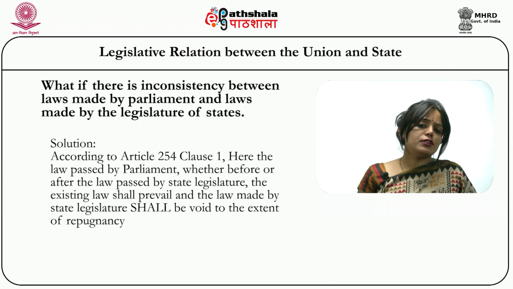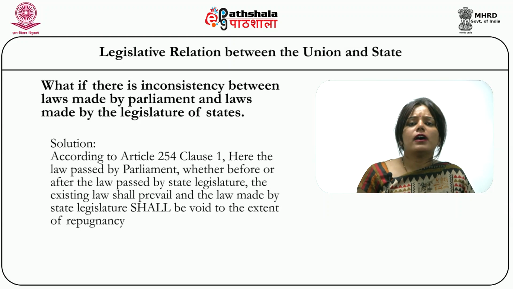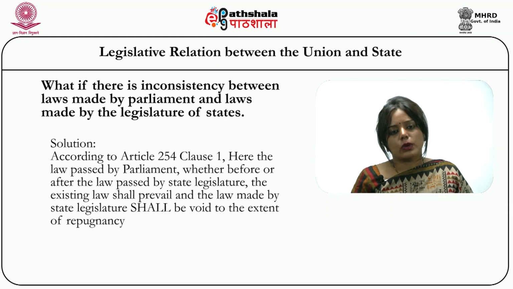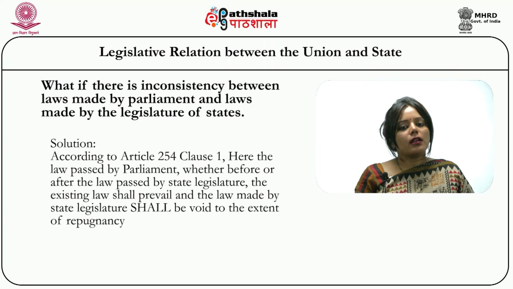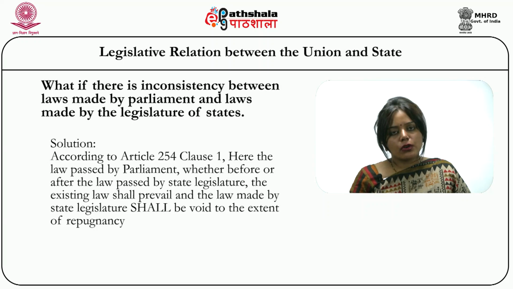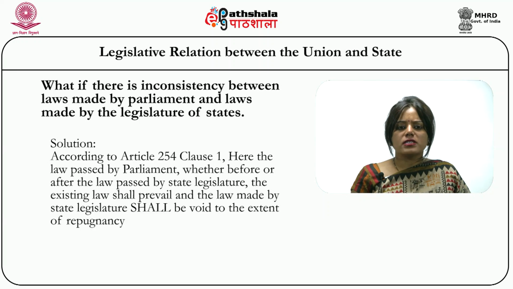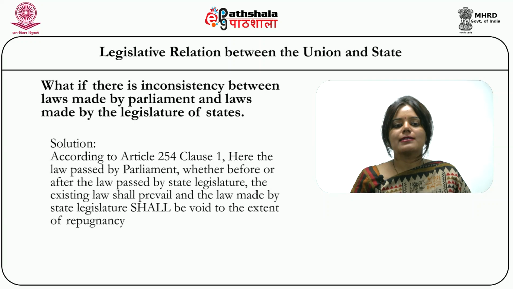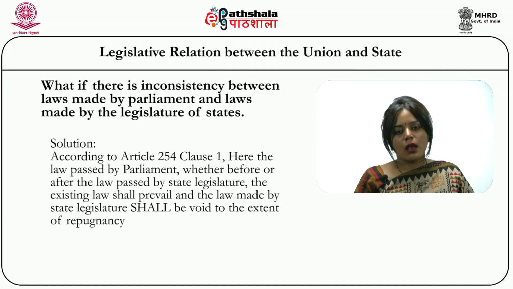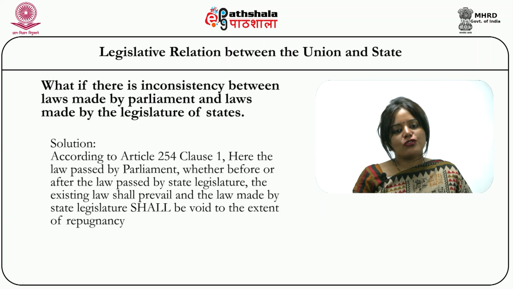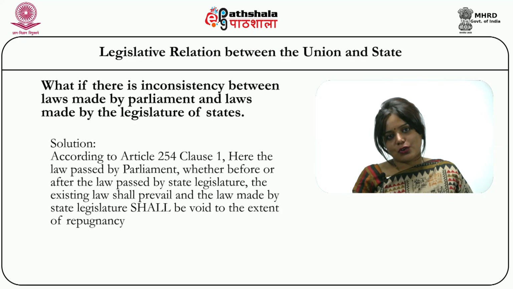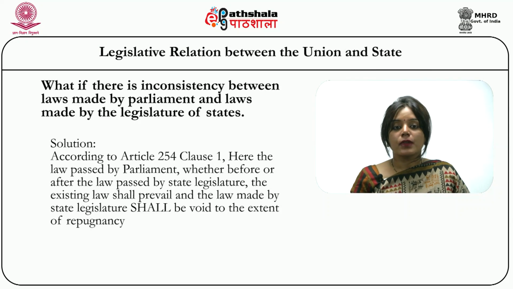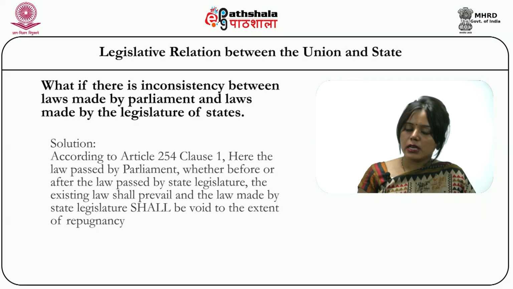To solve this problem, we will take the help of Article 254 Clause 1. Here, according to Article 254 Clause 1, the law passed by Parliament, whether before or after the law passed by the state legislature, the existing law shall prevail, and the law made by the state legislature shall be void to the extent of repugnancy. Here, the solution alone is not enough.